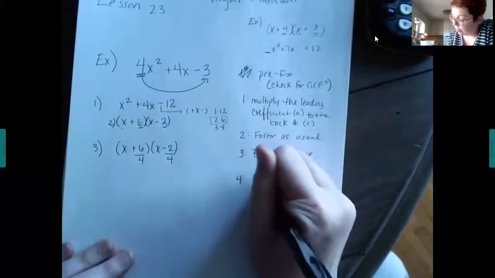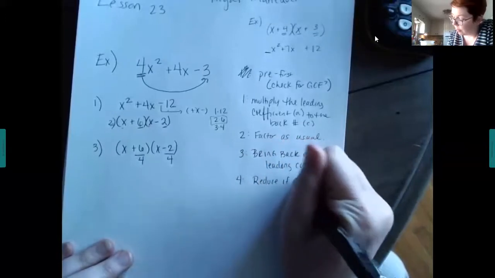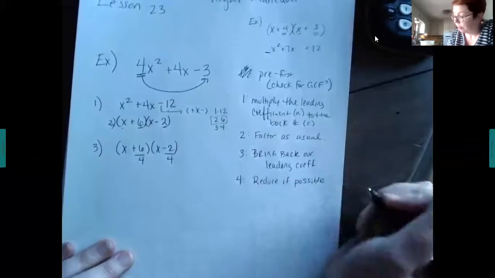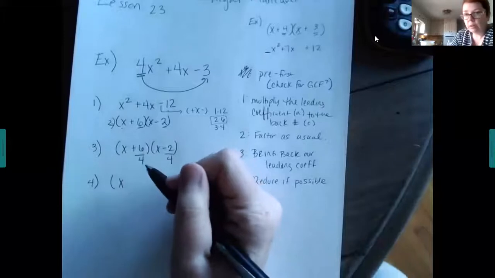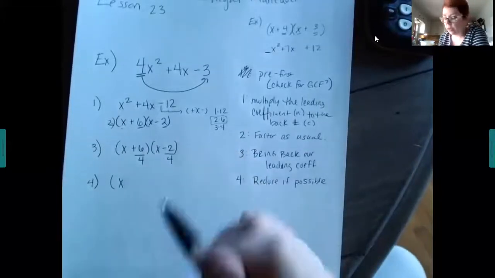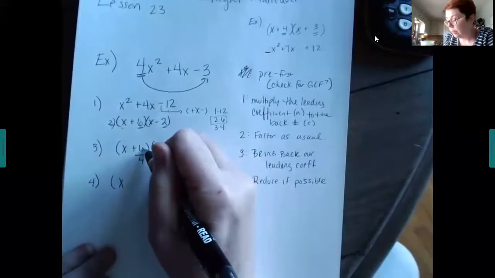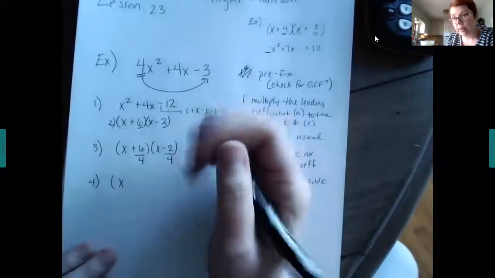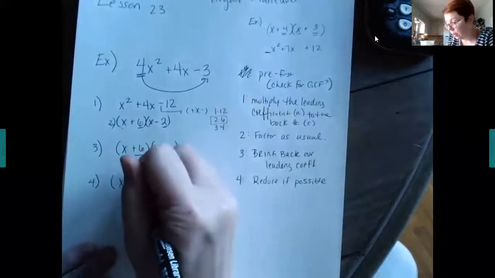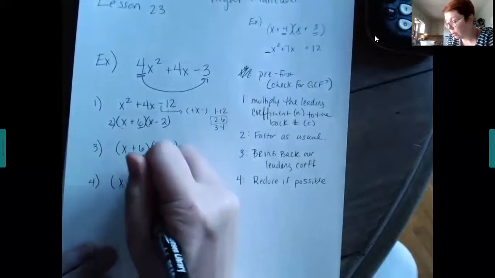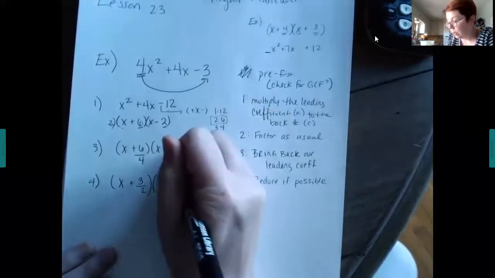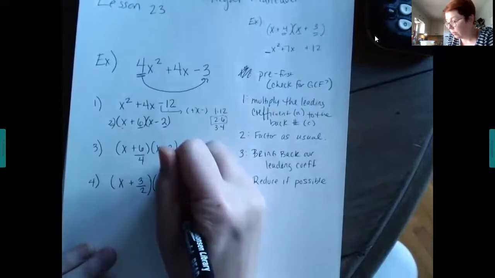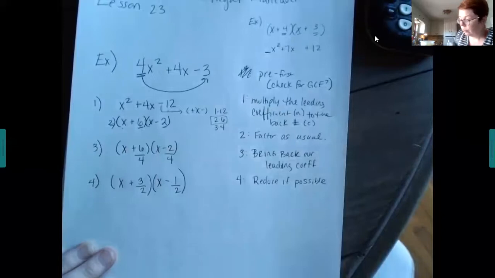Step 4, we're going to reduce if possible. If it's not possible, that's okay. So again, you know, you're in college, you got to know how to reduce fractions. So what can I divide 6 and 4 by? All right, I can divide both of them by 2. So 6 divided by 2 is 3. 4 divided by 2 is 2. 2 divided by 2 is 1. 4 divided by 2 is 2. Okay. So that's not your answer.